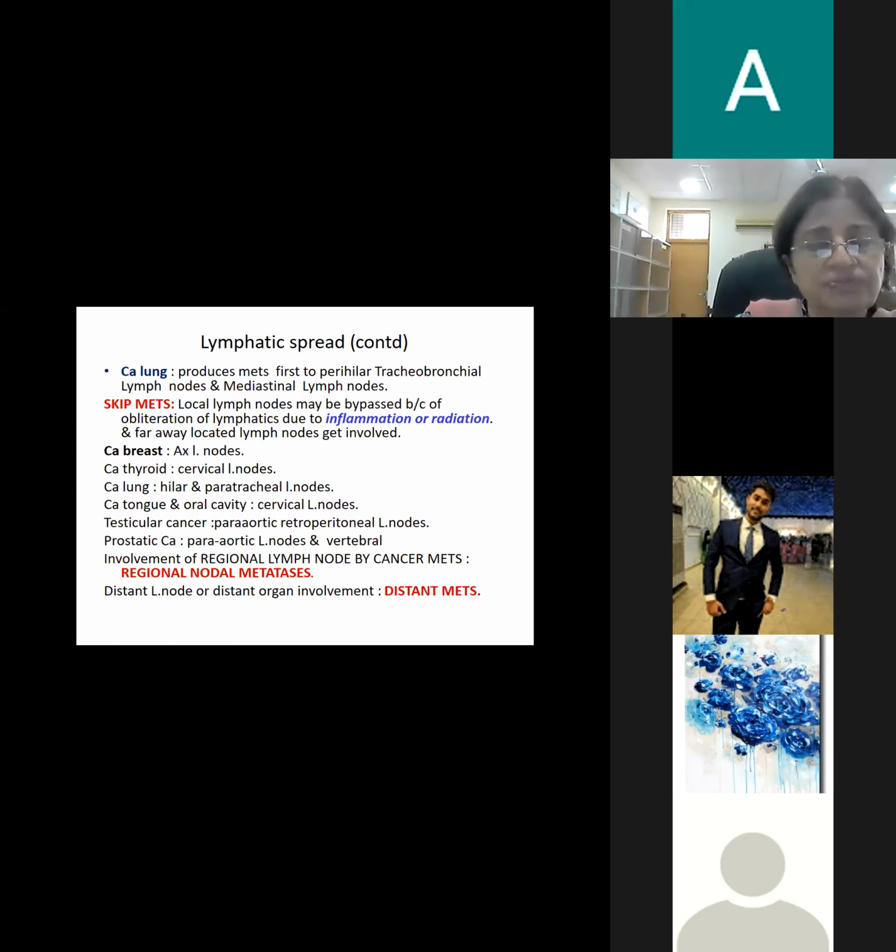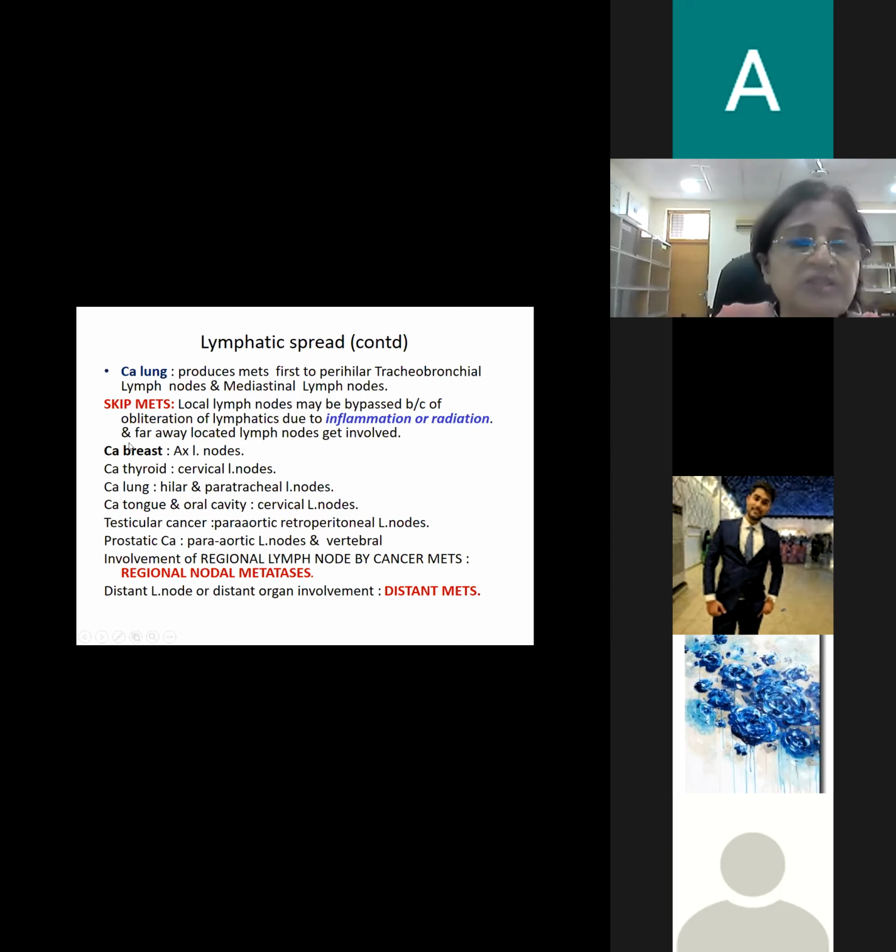Now what are skip mets? Skip metastases are, sometimes it so happens that the local lymph nodes are bypassed. They skip the local nodes and another lymph node system gets involved. Local lymph nodes may be bypassed because of obstruction of the channels by inflammation or radiation, and another lymph node group which is not the local lymphatic group is involved. That is known as skip mets.